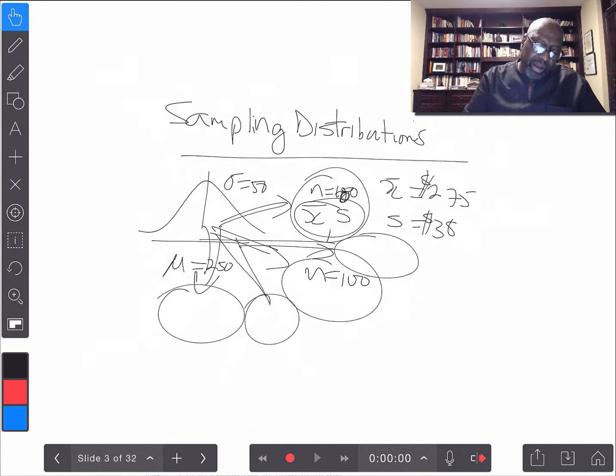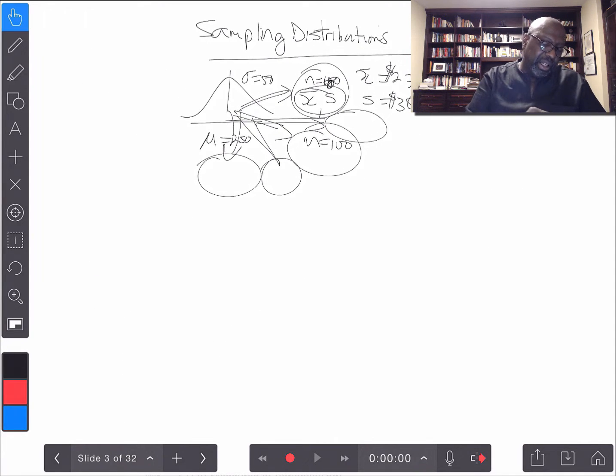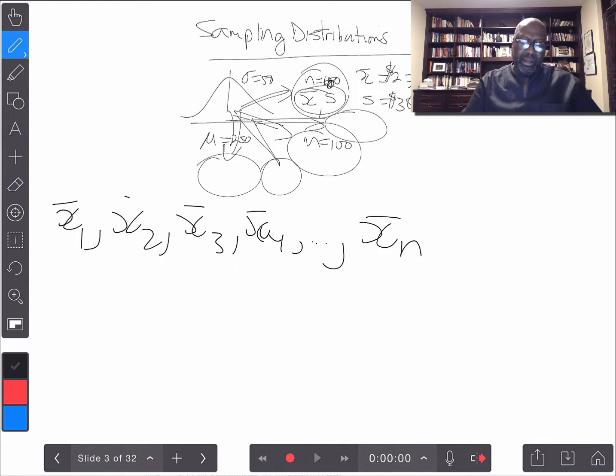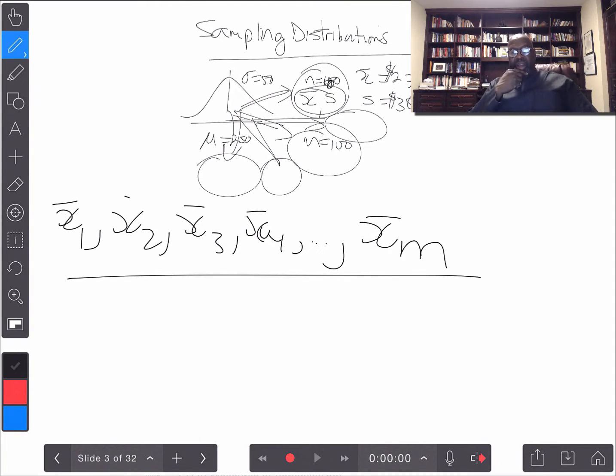And so if I took all of those sample means, let's just number them: x bar 1, x bar 2, x bar 3, x bar 4, up to x bar m, where m is the number of samples, because n is our sample size, 100 in this case. These values have a distribution. In other words, they have a shape.